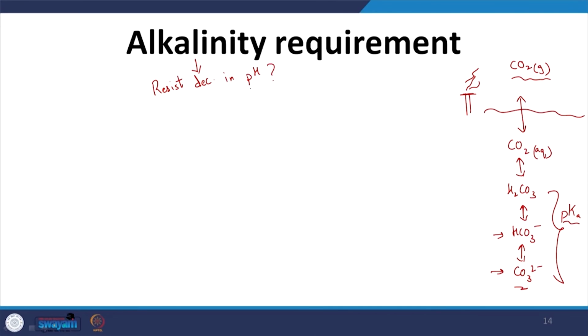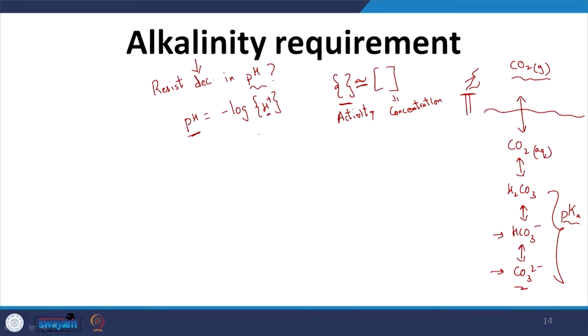Let us understand that. When we say decrease in pH, what do we mean? We know that pH is equal to minus log activity or concentration of H plus. In this class, we are going to assume activity is approximately equal to concentration. These curved brackets we use for activity, but discussion about activity is beyond this course, and these brackets we use to denote concentration. Anyway, how is it that pH will decrease? The pH will decrease when we increase the H plus. You can see that obviously from this relationship.